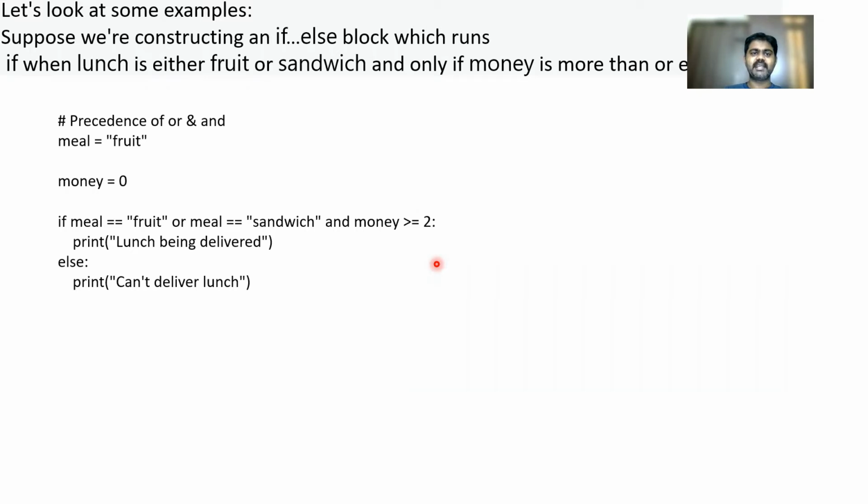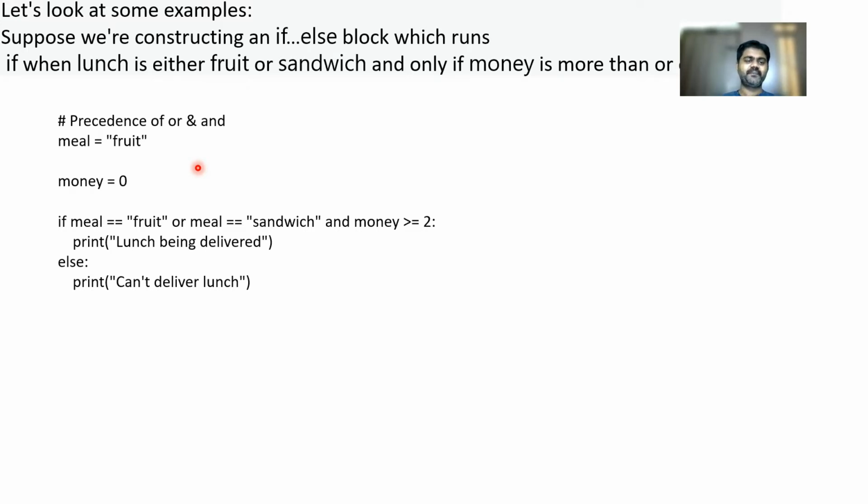Suppose we're constructing an if-else block which runs when lunch is either fruit or sandwich, and only if money is more than or equal to 2. So for example, meal equal to fruit, money equal to 0. If meal equal to fruit or meal equal to sandwich and money greater than or equal to 2, print lunch being delivered, else print can't deliver lunch. Tell me which one will be evaluated first and what output we will get.